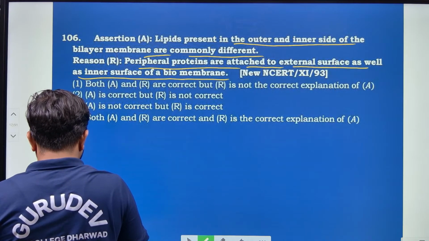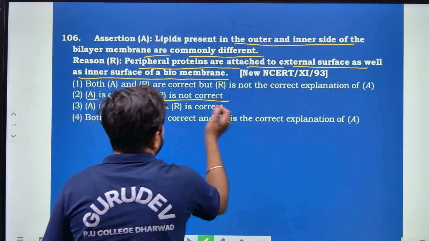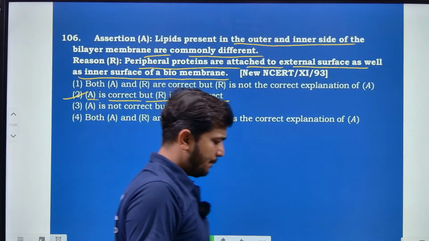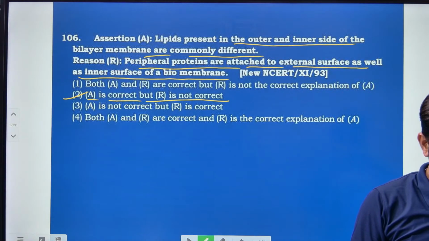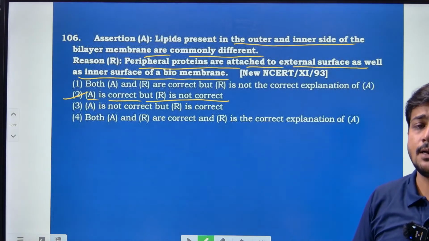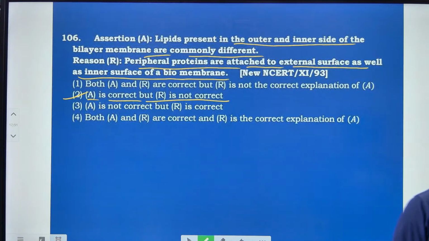Membrane. So based on that, the assertion is correct, but the reason is not correct here. Mainly, what I am finding out is that the lipids are present at the outer and inner side of the bilayer, and they are commonly different. Lecithin is one of the particular lipids we are going to find on the outer side.